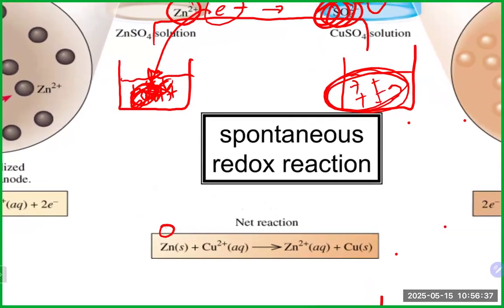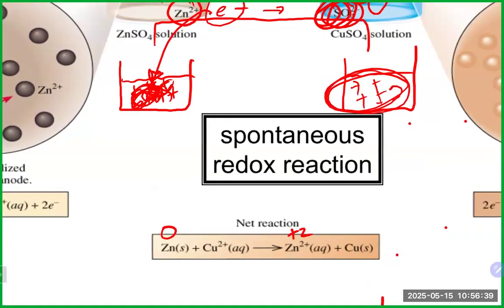Our zinc is going from 0 to +2, being oxidized. Our copper is going from +2 to 0, being reduced. This is happening because our zinc is sending those electrons over. And because this guy is being oxidized, in this case our zinc is our reducing agent because it's causing the reduction of copper. And the copper is our oxidizing agent because it's causing the zinc to lose those electrons, right? So again, that is what's happening in this particular case.